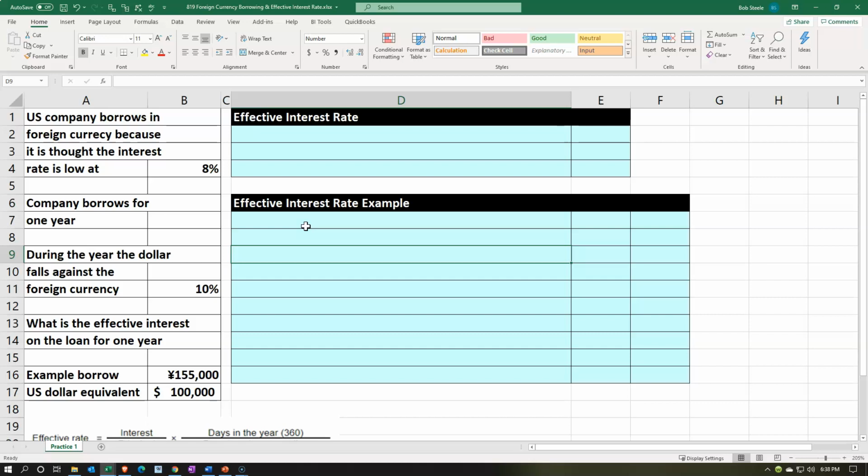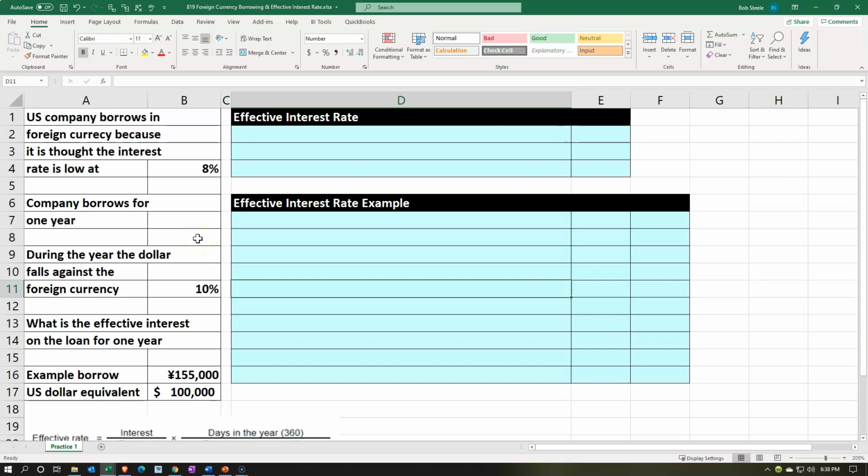That'll help us to standardize the effects of borrowing money in the foreign currency, which means, one, we have the interest we would have to pay on it, but also we have the change in the value of the foreign currency in relation to the US dollar. Here's the scenario. A US company borrows in foreign currency because it is thought that the interest rate is lower in the foreign currency. So we're going to say, let's borrow within the foreign currency because we think we have a better interest rate to do so.